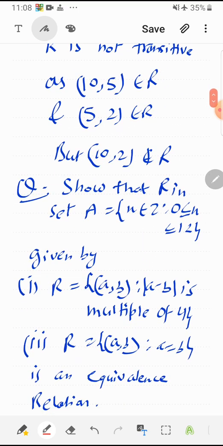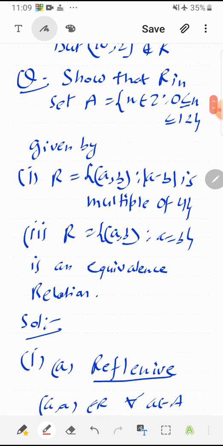Next question is to show that R in the set A, the set of x belonging to the integers such that 0 is less than or equal to x less than or equal to 12, given by R equals the ordered pair (a, b) such that mod of a minus b is a multiple of 4, and the second relation R equals the ordered pair (a, b) such that a equals b, is an equivalence relation. Now how to perform this?